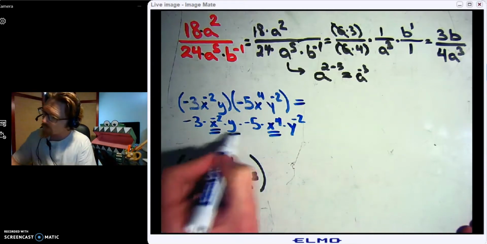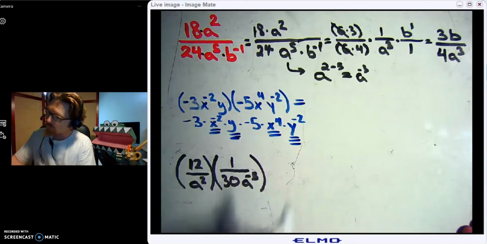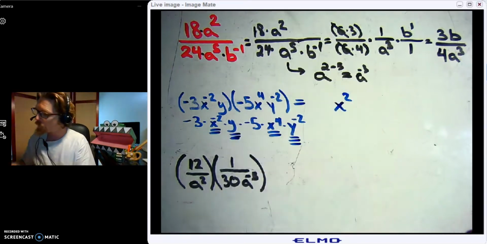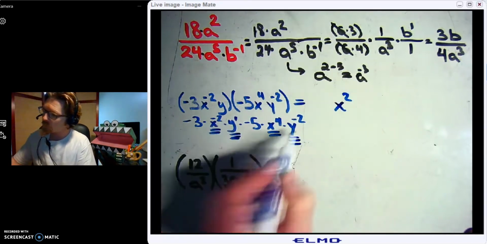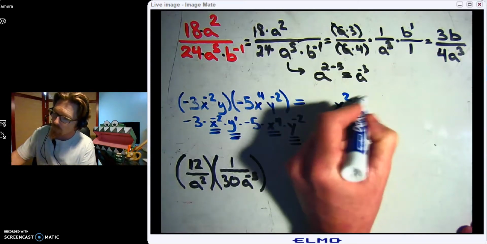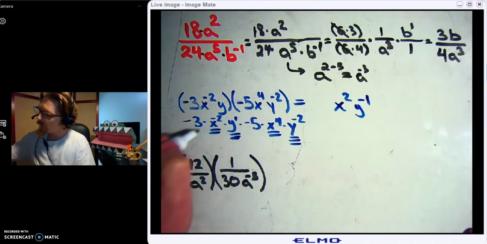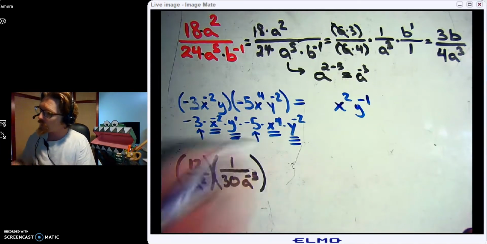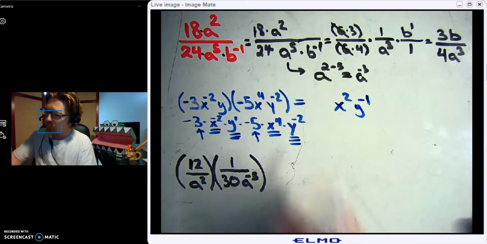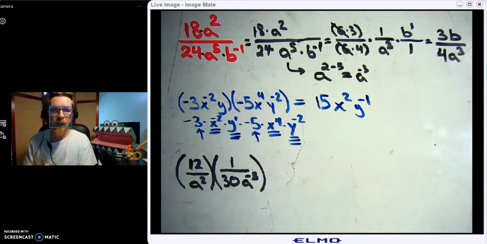So when I look at the x terms, negative 2 plus 4 is positive 2. So I'm going to have x to the positive 2. Y to the first times y to the negative 2, that's going to be y to the negative 1. 1 plus negative 2 is negative 1. And we have integers that we can multiply together as well. Negative 3 times negative 5 is positive 15. So I have 15x squared y to the negative 1.